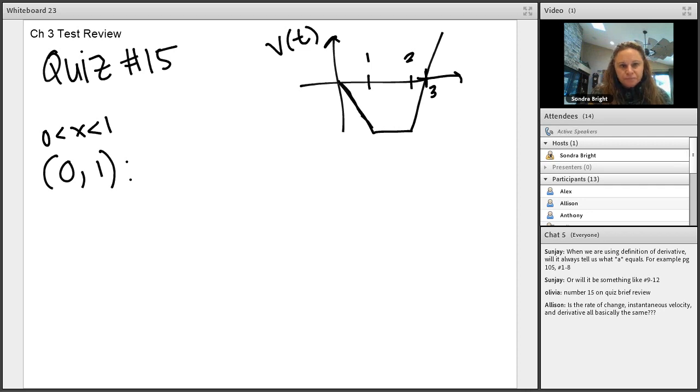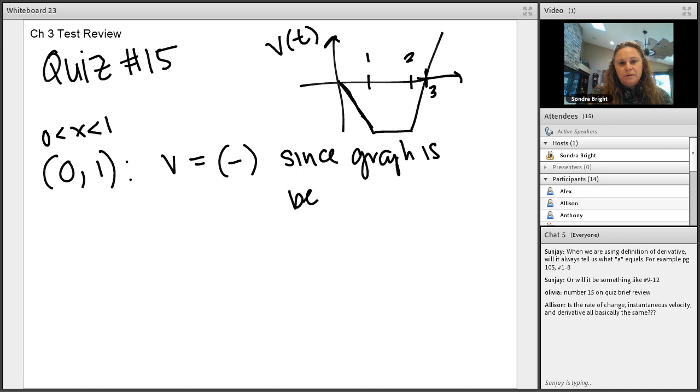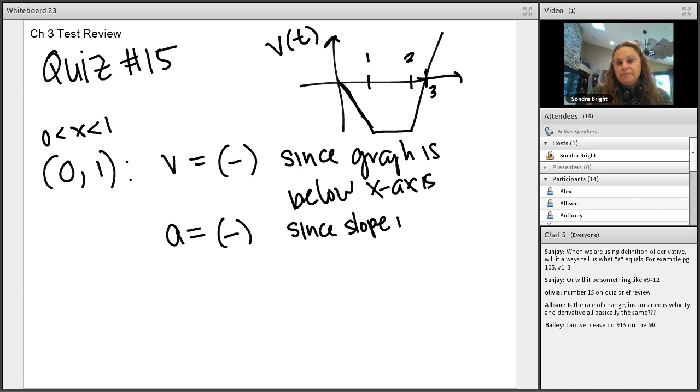So from 0 to 1, on this graph here, your velocity is definitely negative. This is the velocity graph, so your y values are below the x-axis from 0 to 1. So since the graph is below the x-axis, the velocity is negative, and your acceleration is the slope of the velocity. Well, this is also negative since the slope is negative. As you're going right, you're going down, right?